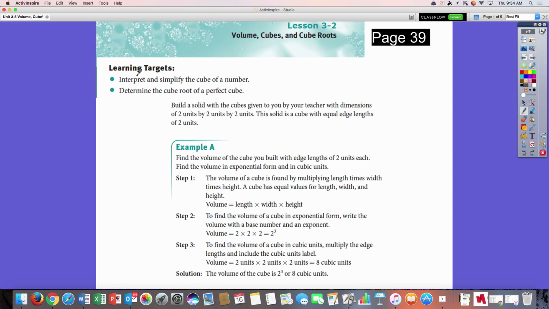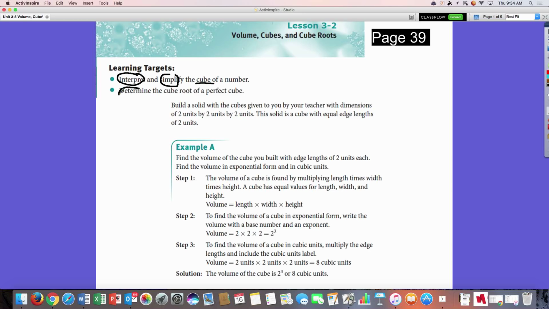Today we're going to be interpreting, solving, and simplifying the cube of a number and determining the cube root of a perfect cube. When we say perfect cube, we mean a number that goes in there evenly. So we're going to basically find the cubes and the cube roots. Let's look at this example.